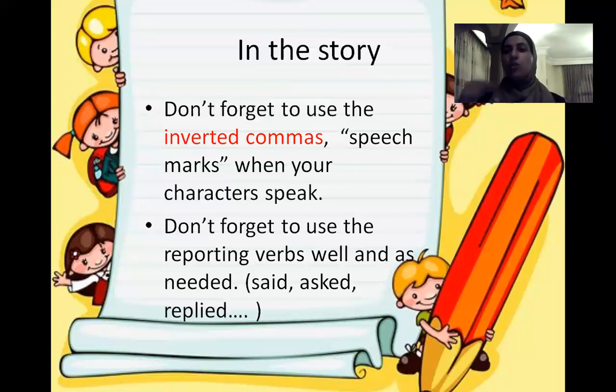And don't use the same reporting verb every time, because it will be boring. So you need to change. Instead of using asked, you can use questioned, okay? Instead of saying just said, you can say shouted. So you should be creative and use all the words that you know in the story.